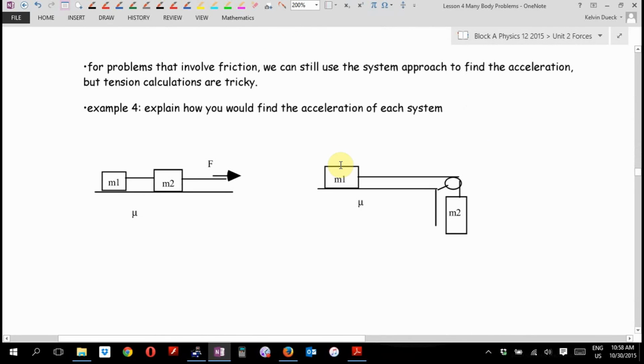For problems that involve friction, we can still use the system approach to find the acceleration. But the tension calculations are a little tricky. Actually, they're not. There are two ways to do these when there's friction. The first way is technically the nerdier way. You can figure out ahead of time how big each friction force is by going mu times the normal force.